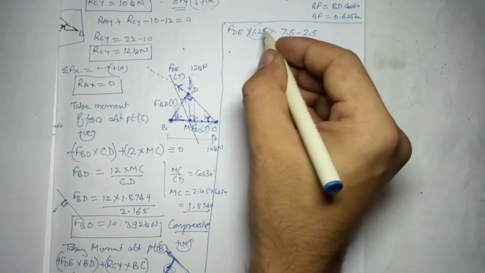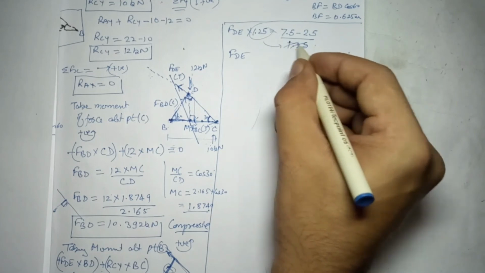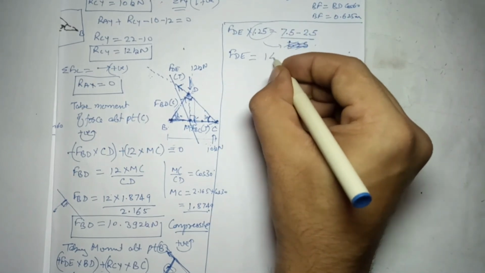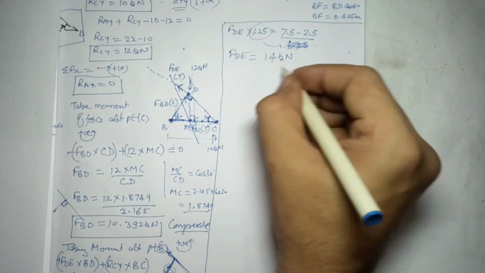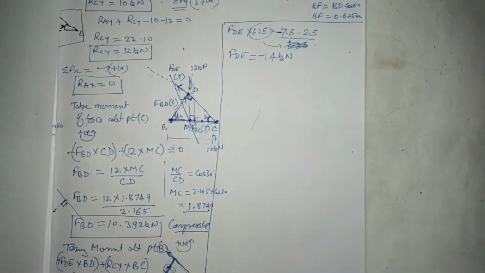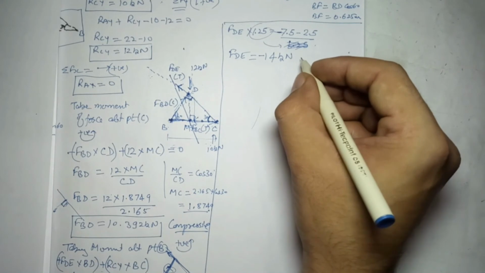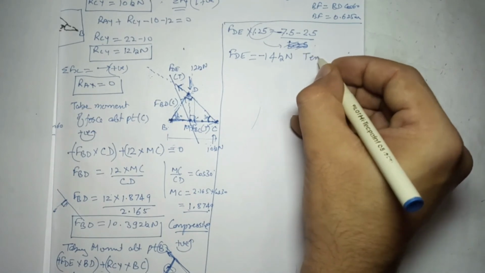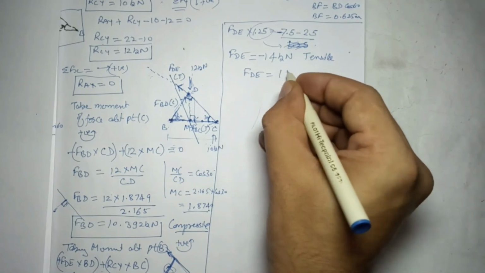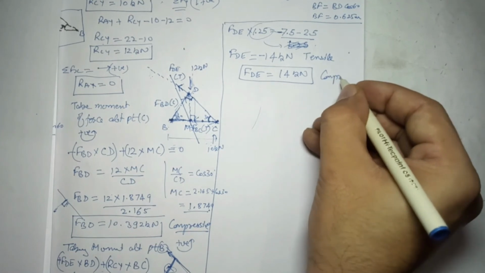So FDE directly we can say, it will be equal to 14 kilonewton, and it is coming minus, because when it goes on that side, minus 14 kilonewton. The direction we have taken is tensile, so to make it positive, I can say FDE is equal to 14 kilonewton, and it will be now compressive.